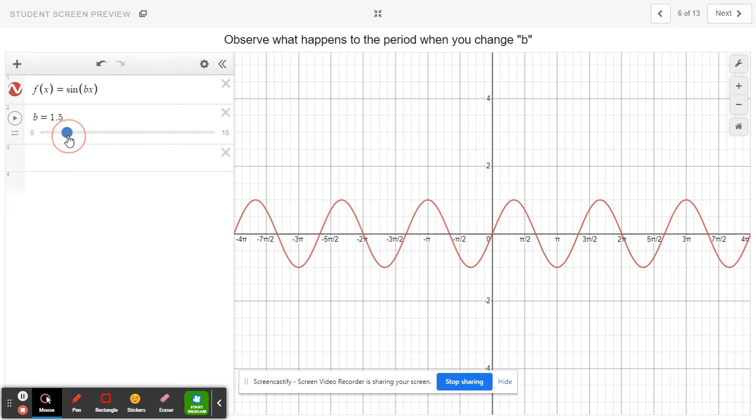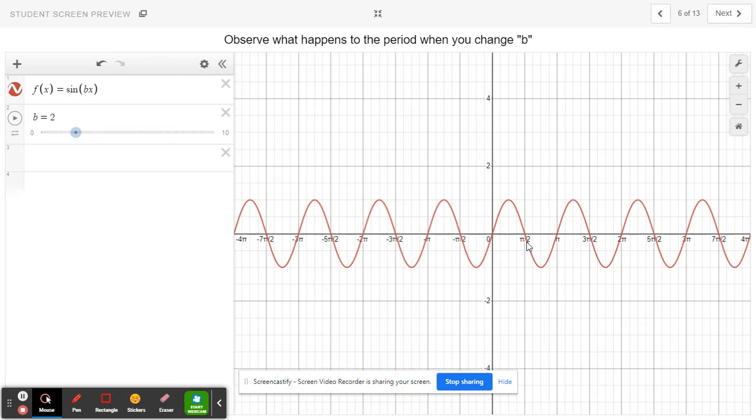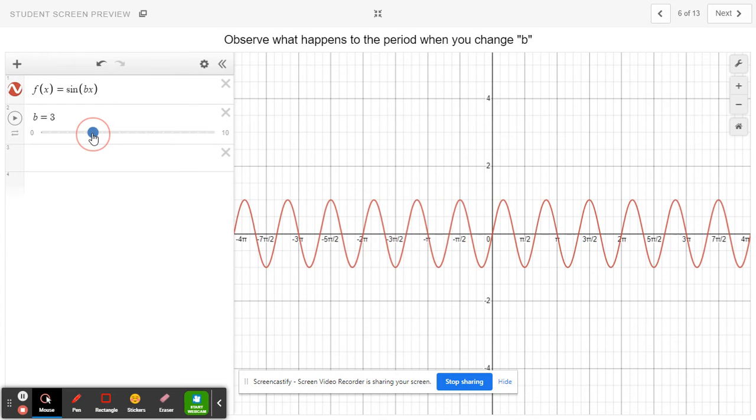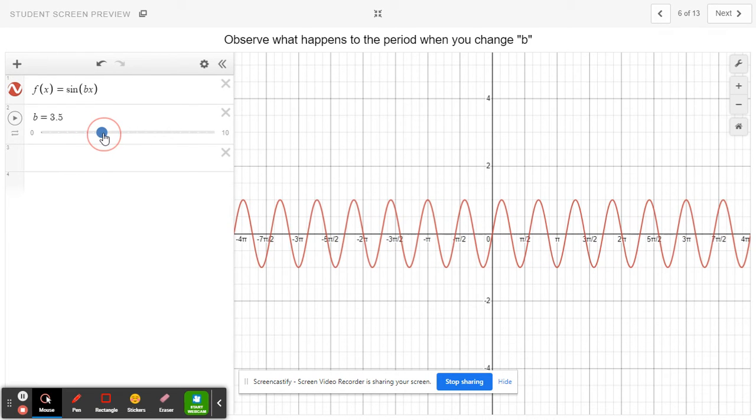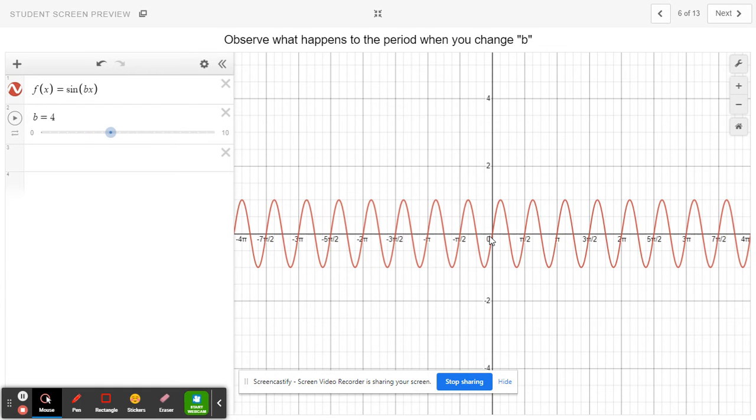And what if I make b bigger than 1? What if I make b 2? Now that full cycle only lasts for the length of pi. Now we cut the period down in half. It's twice as fast. And every time I make b bigger, the period gets smaller and smaller. It's easy to see at the multiples of 4. When b is 4, the period is pi halves. So the bigger the b, the more it speeds up, and the shorter the cycle length, the period, is.